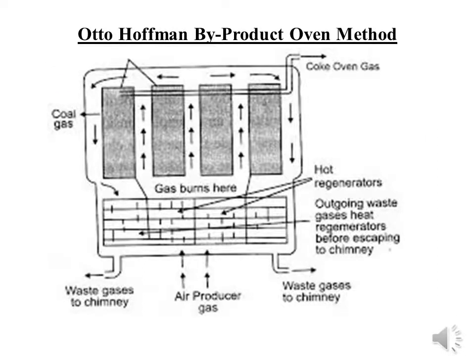In order to increase the thermal efficiency of carbonization and recovering of some valuable byproducts like coal gas, ammonia, benzene, etc., we use Otto Hoffmann byproduct oven method. In this method, the oven consists of n number of silicon chambers. Each chamber is about 10 to 12 meter long, 3 to 4 meter height and 0.4 to 0.45 meter wide. Each chamber is provided with a charging hole at top and a discharging hole at bottom. Initially, coal is introduced into the silicon chamber and the chamber will be closed.